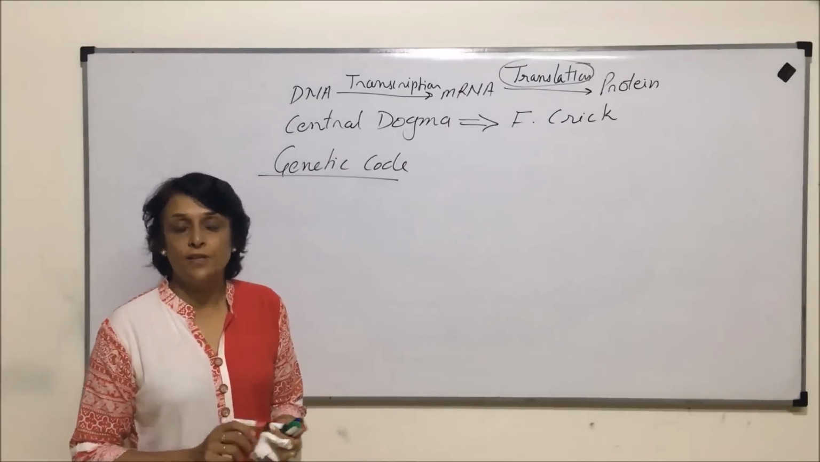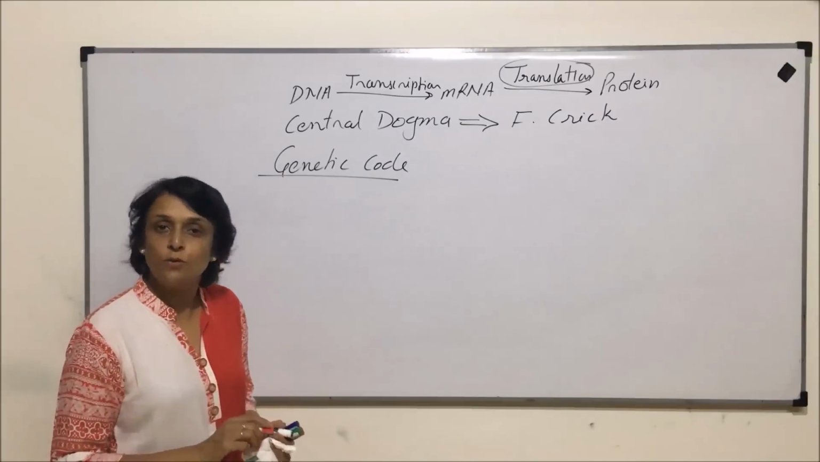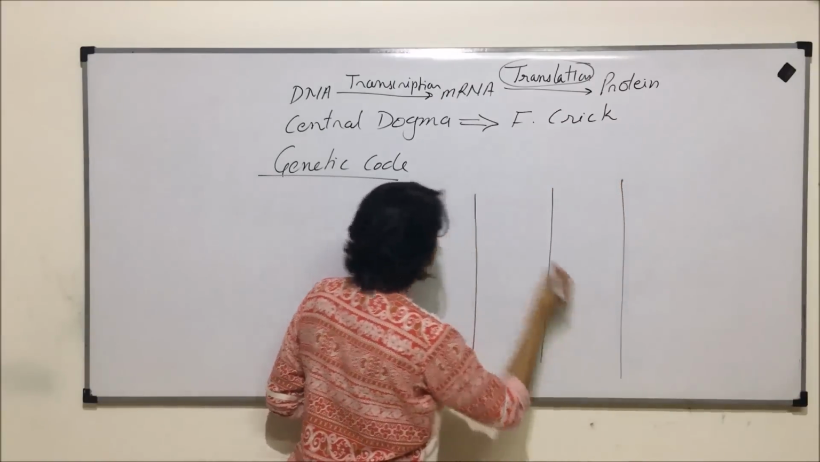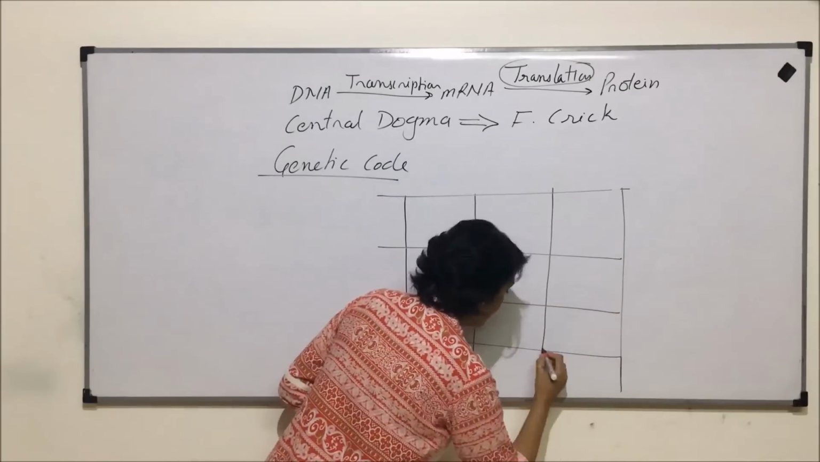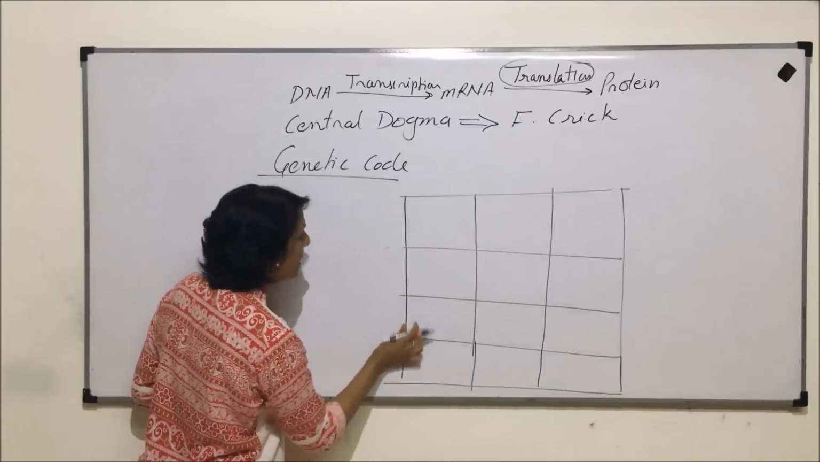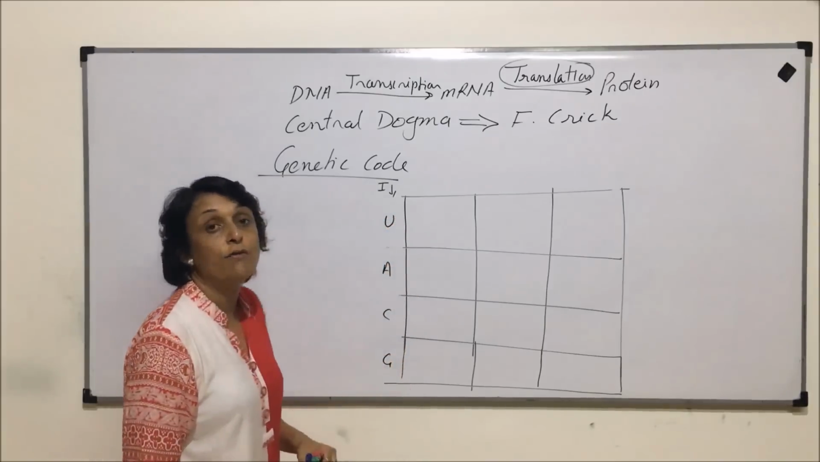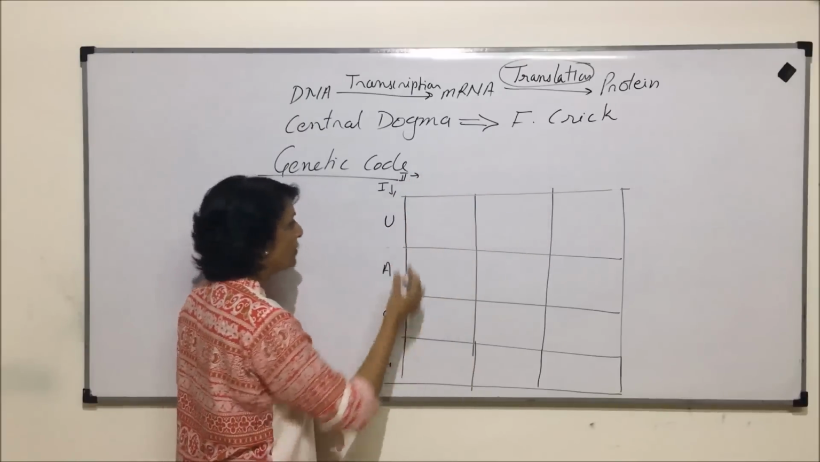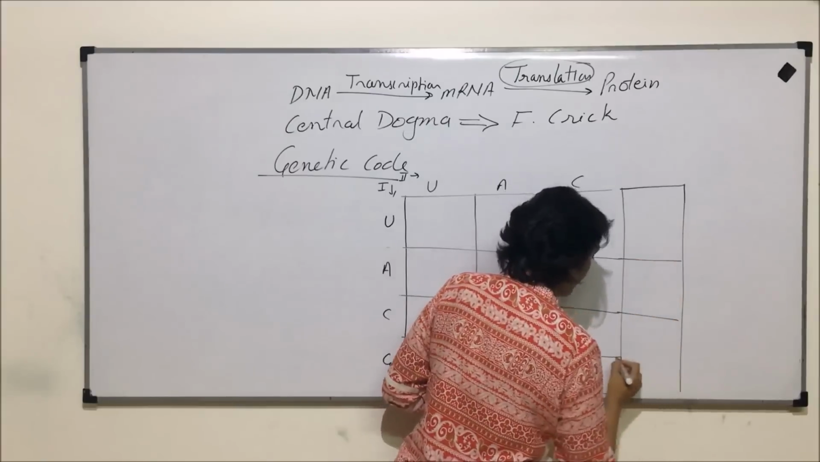The codes are triplets. That means there are three nitrogen bases or three alphabets which make a code, a triplet code. That means there are three nucleotides which are going to make this code. So if this table is made, we have to have these combinations, and we are writing these nitrogen bases. The first nitrogen base or first letter is written here, say U, A, C, G, and we are talking of RNA, that is why there is U. The second letter is going to come on this side. Again, let us follow the same sequence: U, A, C, and one more, that is G here.